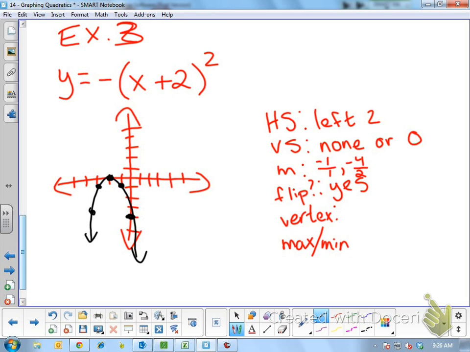And once we have our graph drawn, now we can graph our vertex and our max or our min. So what's the vertex on this graph? What's the actual coordinate of my vertex? -2, 0. Do I have a maximum or a minimum? Max, because it was on the top of my graph. So remember, on your assignment, the first 4 are review problems.